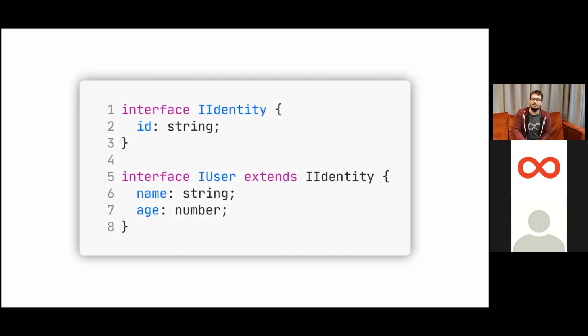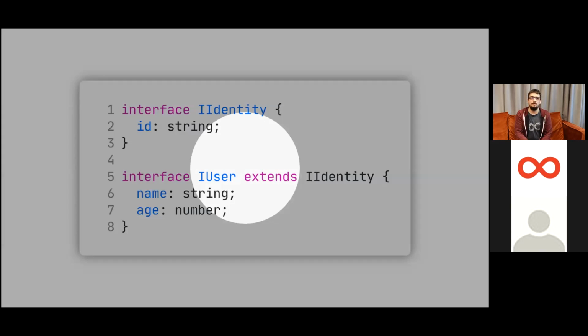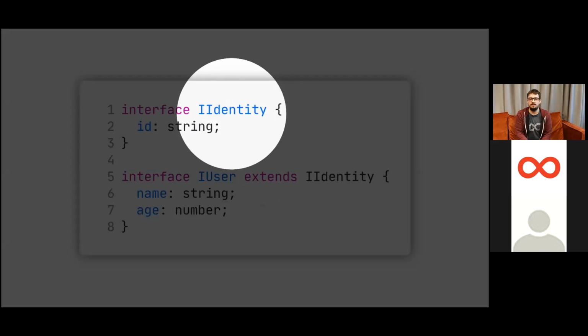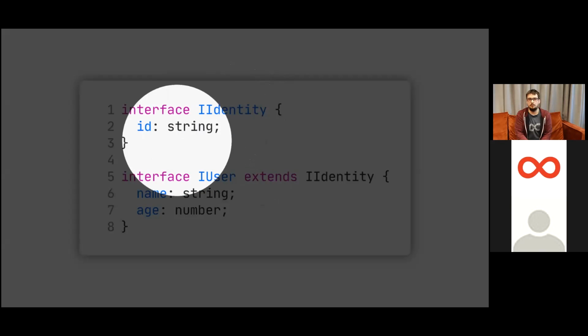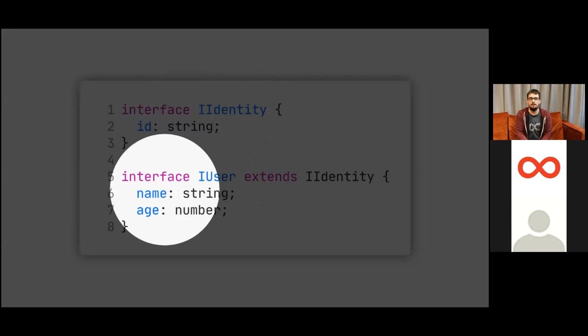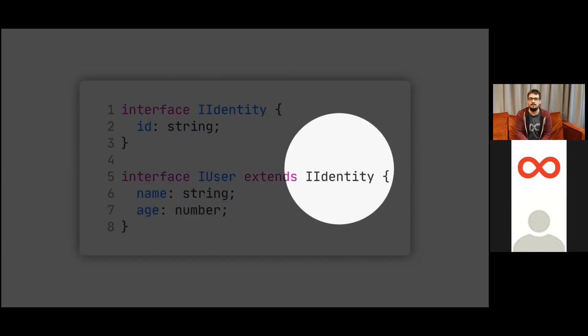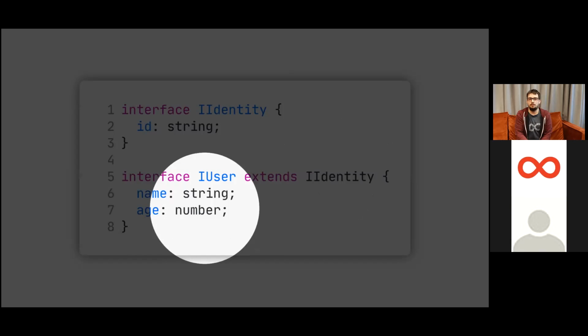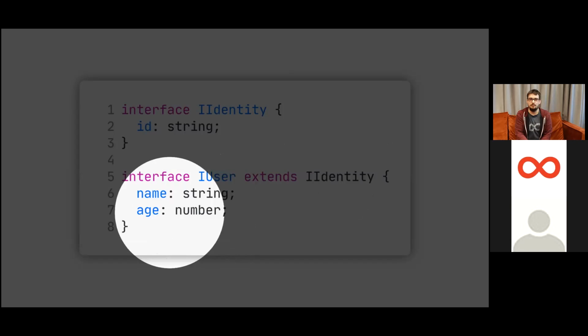Another kind of interesting thing is that interfaces can extend other interfaces. So that's maybe unexpected, but it could be useful. If all of your data models have a string ID, you could create an Identity interface which contains this ID, and then all your other interfaces can extend this Identity interface, and then IUser will also need to have ID as well as name and age.